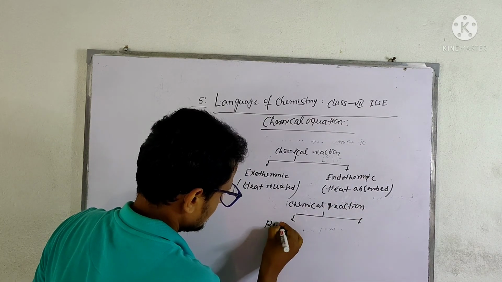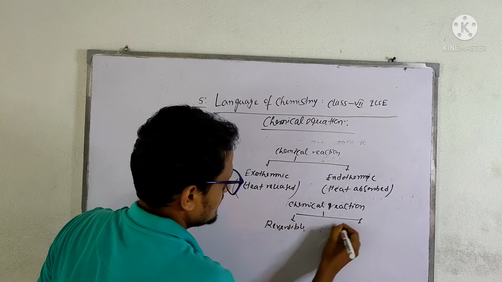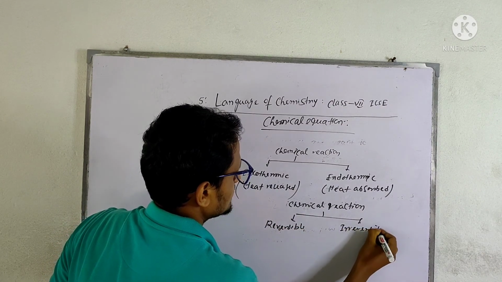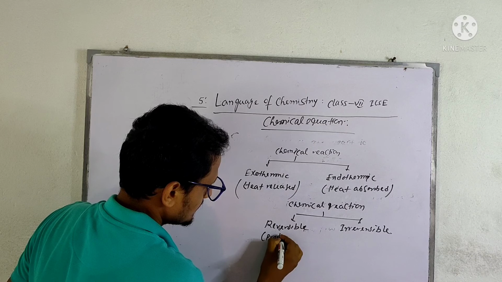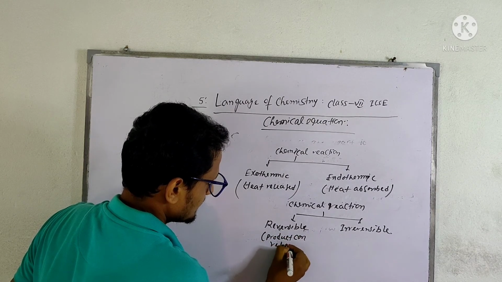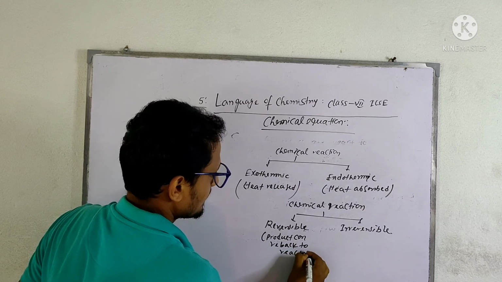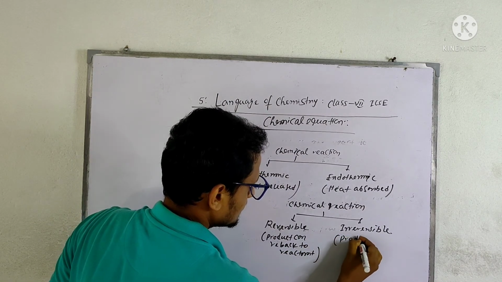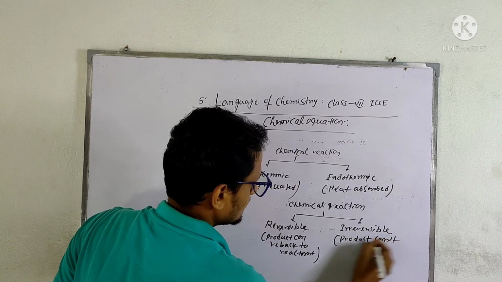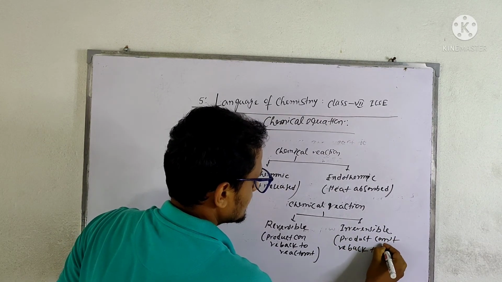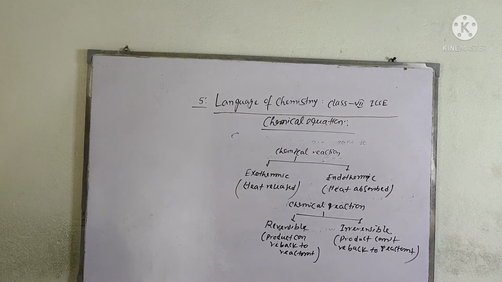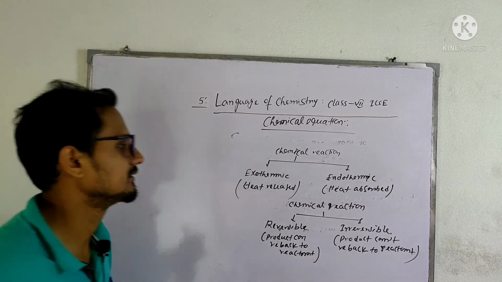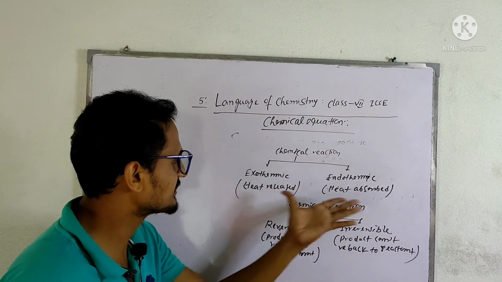Reversible, irreversible. In a reversible reaction, the product can react to form the reactant. Here the product cannot react to form the reactant. So here are the two classifications of a chemical reaction: exothermic and endothermic, exothermic reaction, endothermic reaction. Next class I will discuss exothermic and endothermic thoroughly.